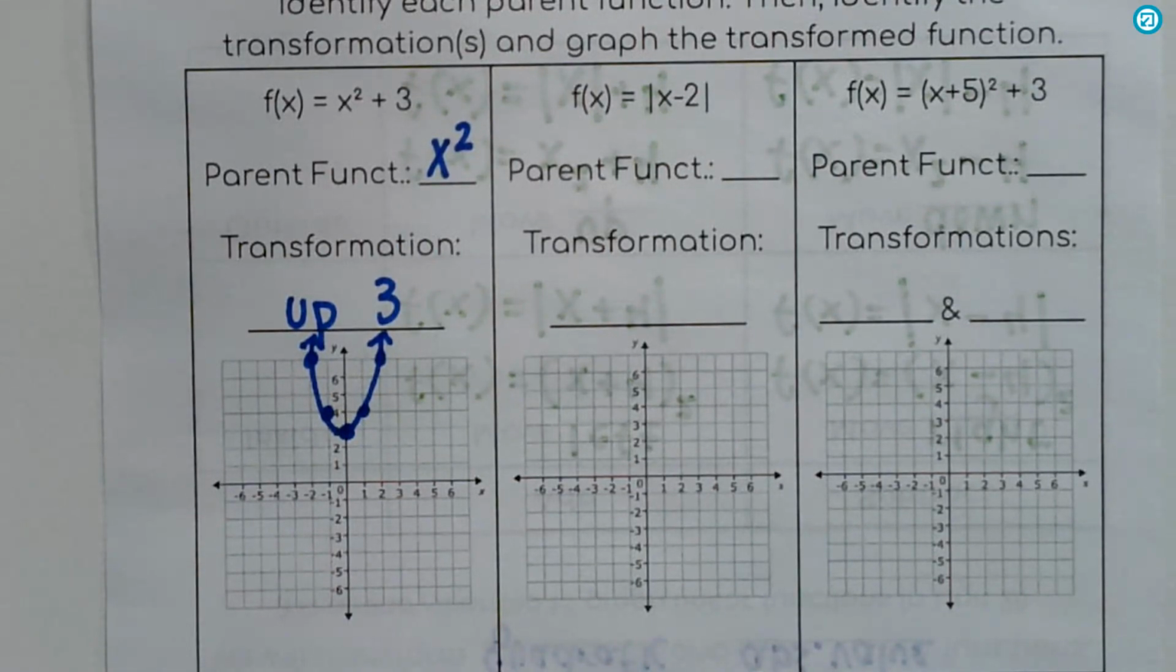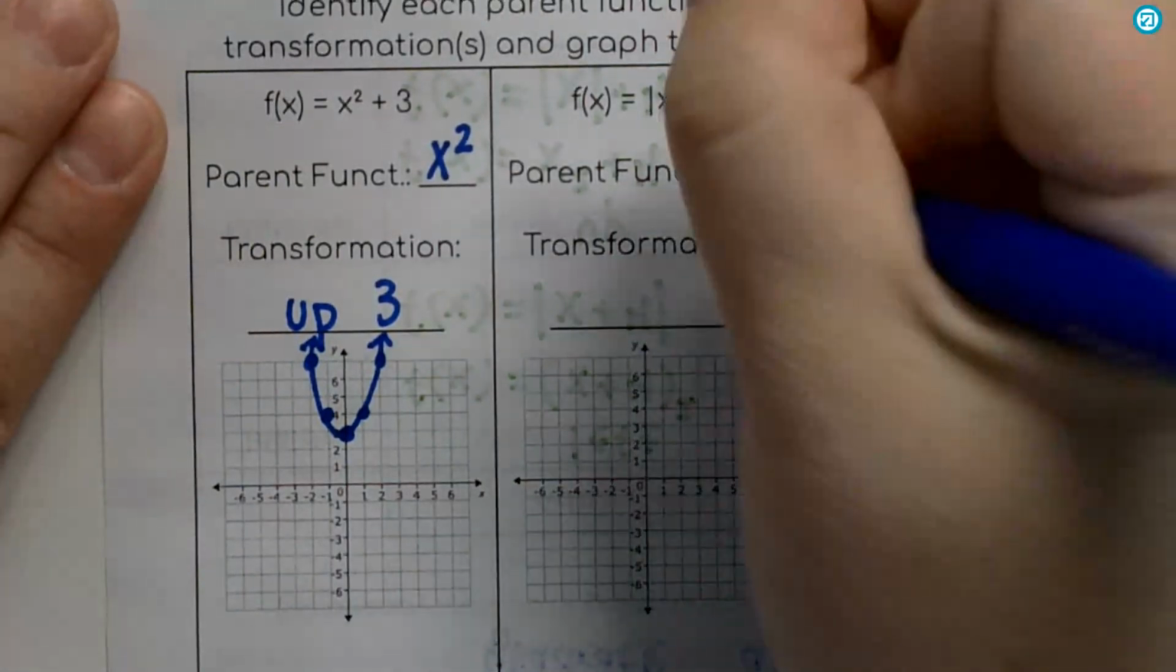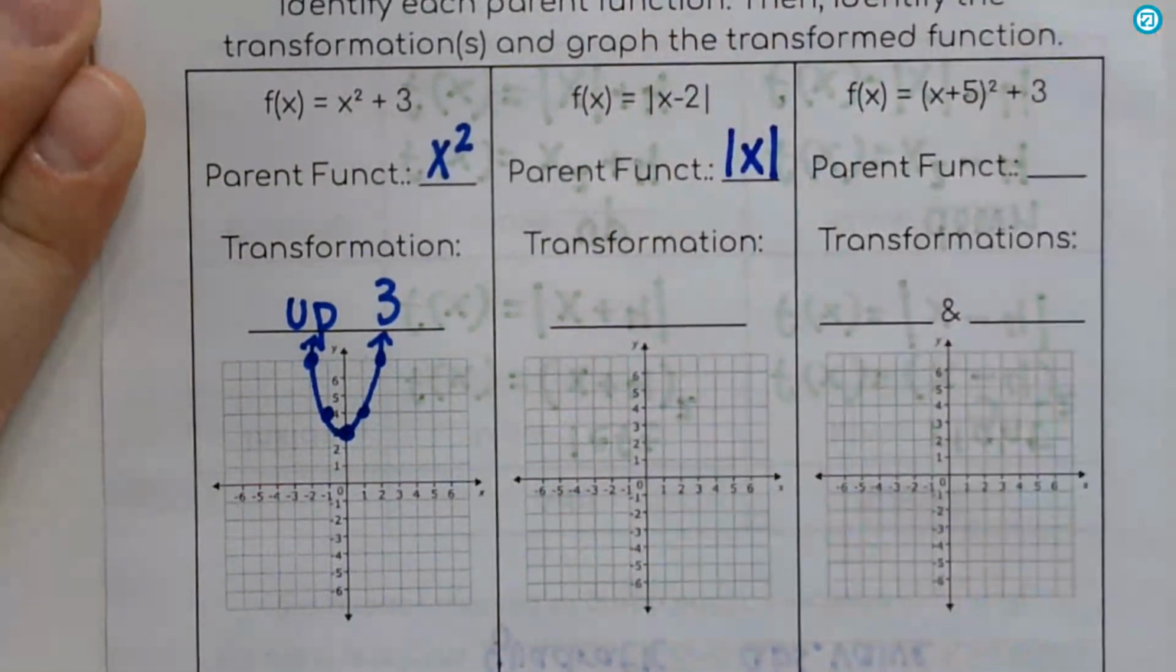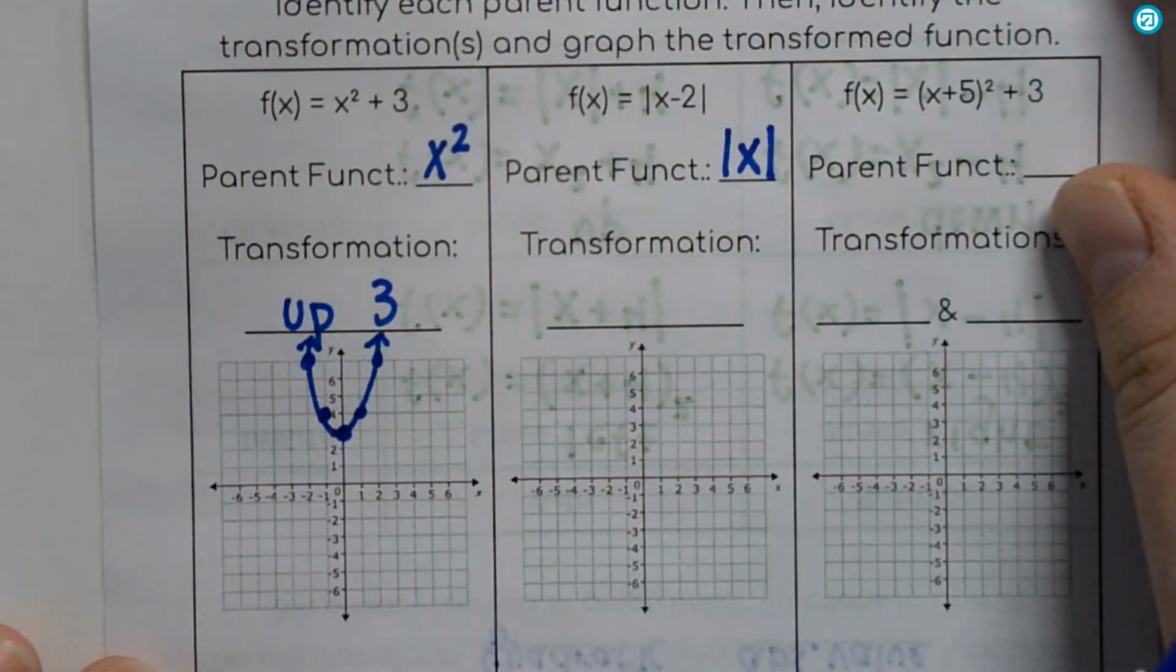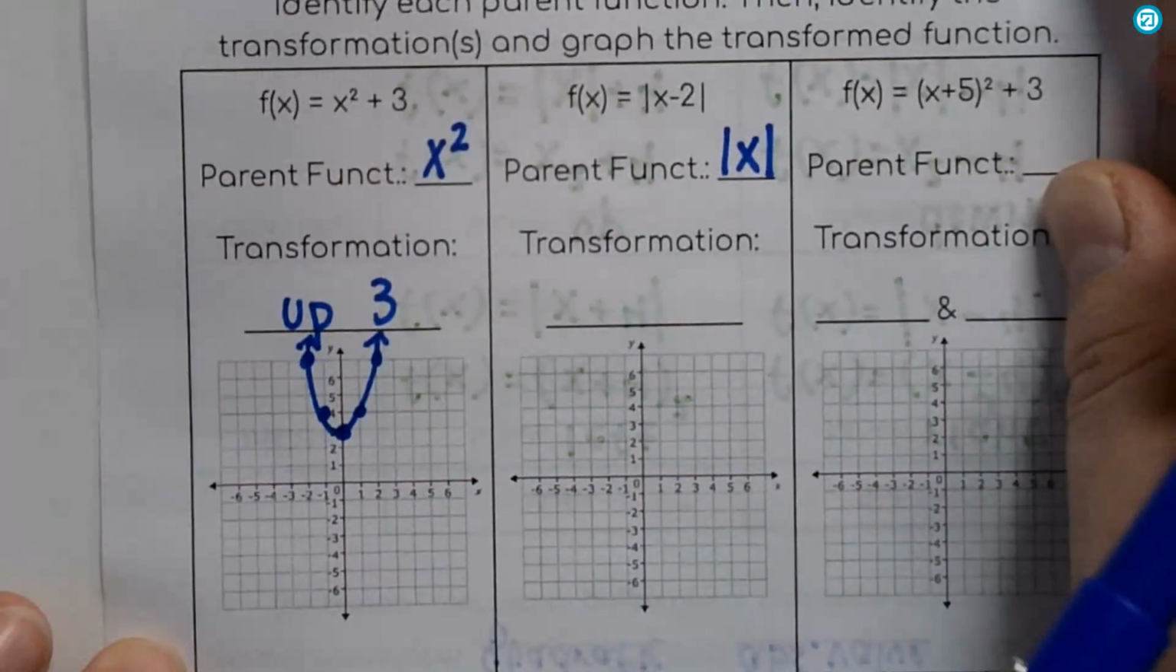Alright, any questions on that guy? Alright, the next parent function we have is the absolute value of x. So if I just ignore that minus 2, it's absolute value of x. And then I am subtracting inside on this one. So if you see the minus 2 is inside the absolute value sign. So if I am subtracting inside, we can use our table.